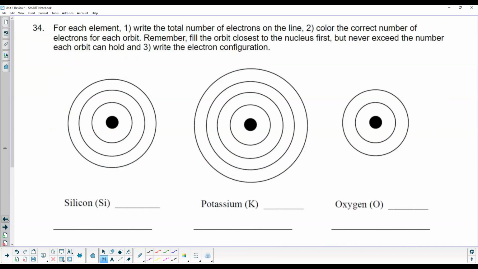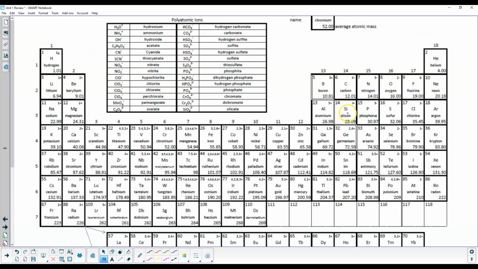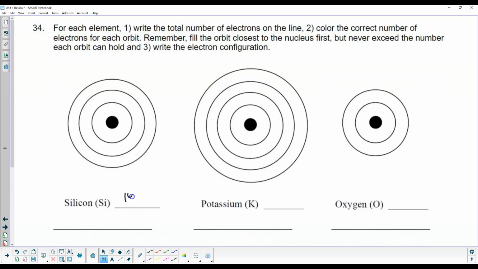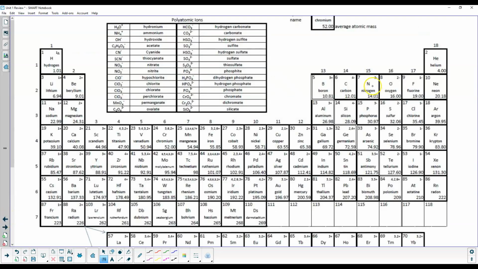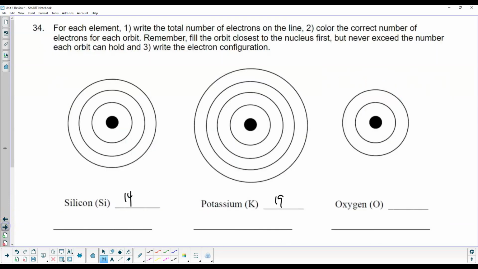Okay, so we're looking for the total number of electrons here. If you look at silicon, it has atomic number 14. So that means it has 14 electrons. Potassium has 19. And then oxygen has 8. And then it says, so we wrote the total, then color the correct number of electrons for each orbit. So we have to do the electron configuration. Let's do that real quick.